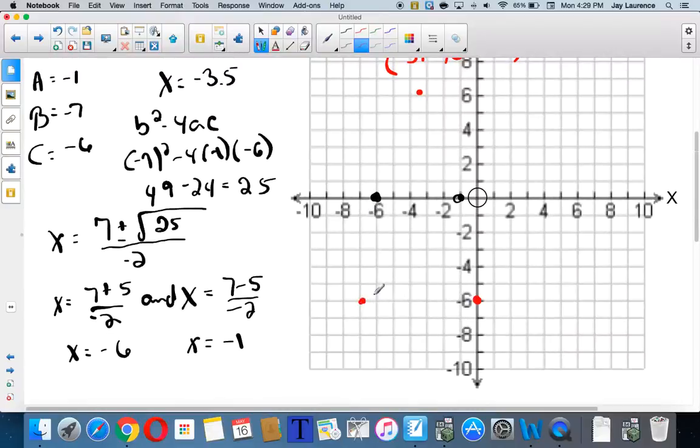Now you can laugh at me and my parabola drawing skills. It's only with my airliner. But my parabola is going to look something like this. Try to make it as U-shaped as possible, not a V.